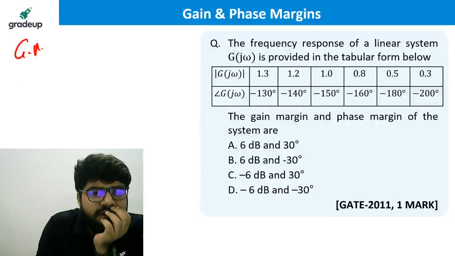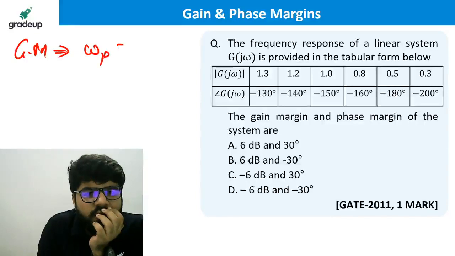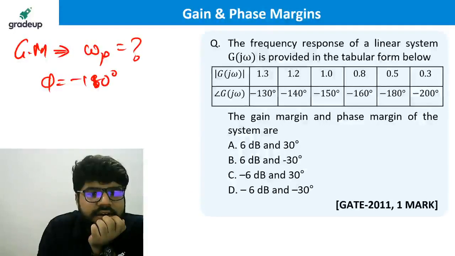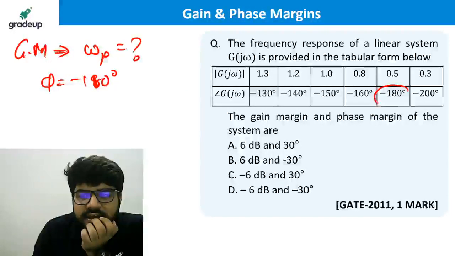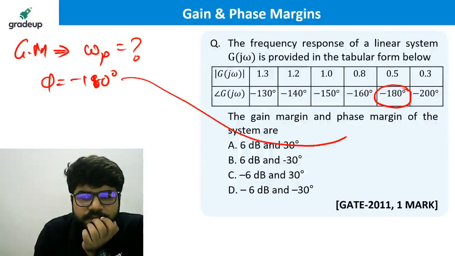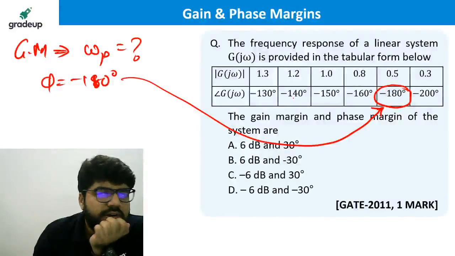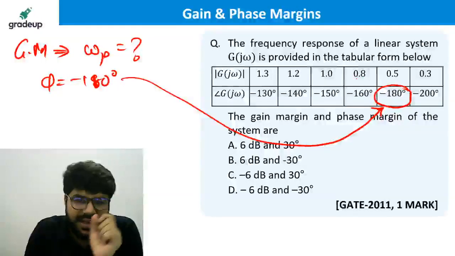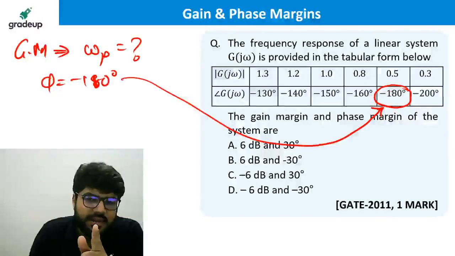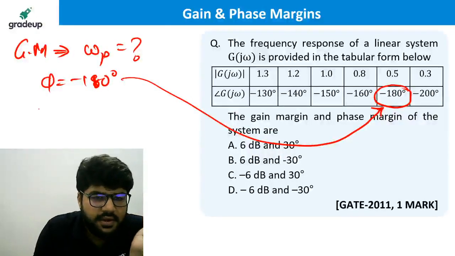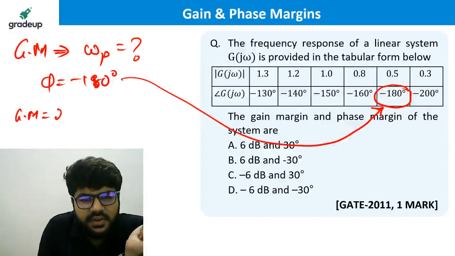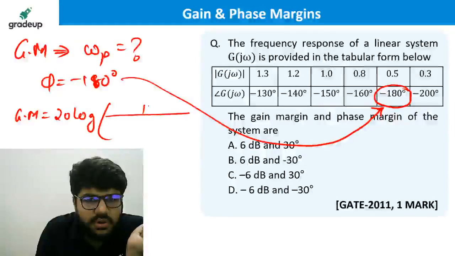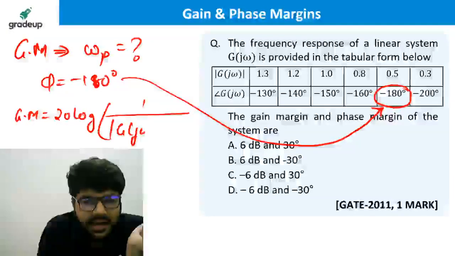See, guys, for gain margin, you need omega p first of all. Omega p is the frequency at which the phase is minus 180 degree. There is some frequency at which the phase is minus 180 degree, it is not given, neither required also. Suppose that frequency is omega p. So what is the gain margin? It is given by 20 log of 1 upon magnitude at omega p.